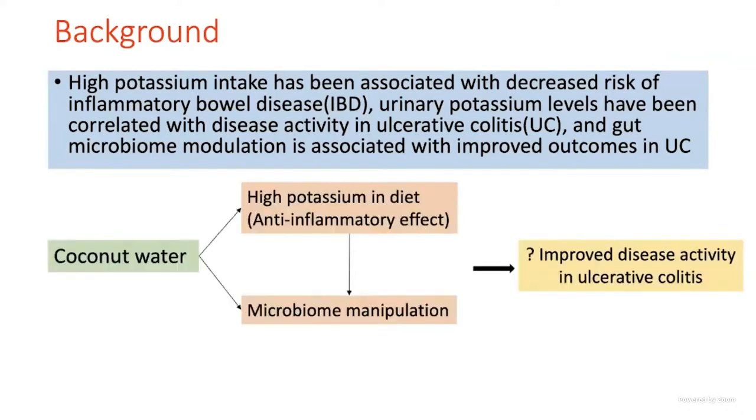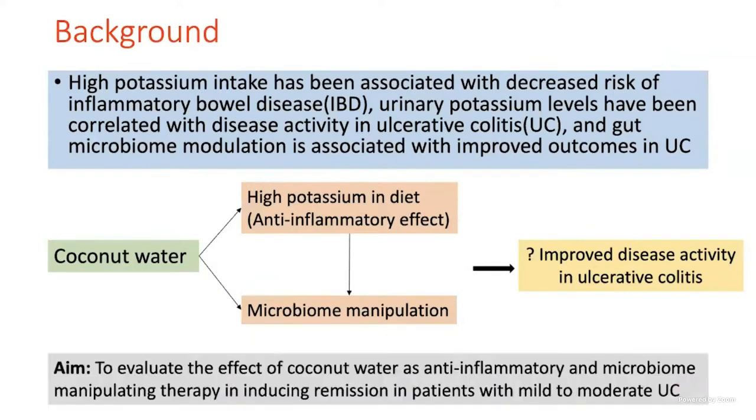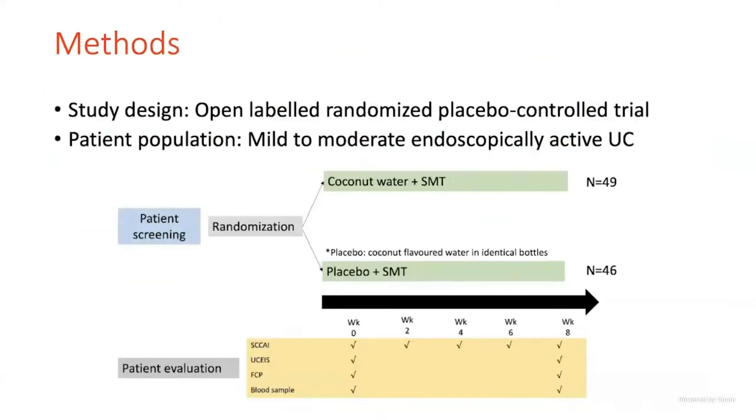So, the hypothesis for this study was whether coconut water as a high potassium diet and a microbiome manipulating diet could improve the disease activity in ulcerative colitis. So the aim of the study was to evaluate the effect of coconut water as an anti-inflammatory and microbiome manipulation therapy in inducing benefit in patients with multimodal symptoms. So it was an open label, randomized, placebo-controlled trial, which included patients with mild to moderate endoscopically active ulcerative colitis.